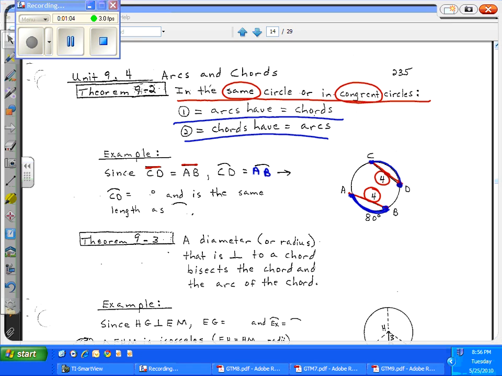Now that means two things to us. It means that their arc measures are the same. It also means that the lengths of the arcs are the same. Okay? So in the same circle or in congruent circles, equal arcs have equal chords, and equal chords have equal arcs.